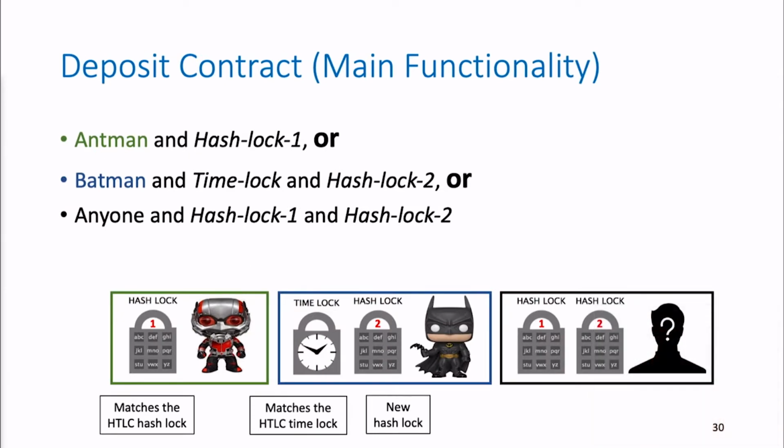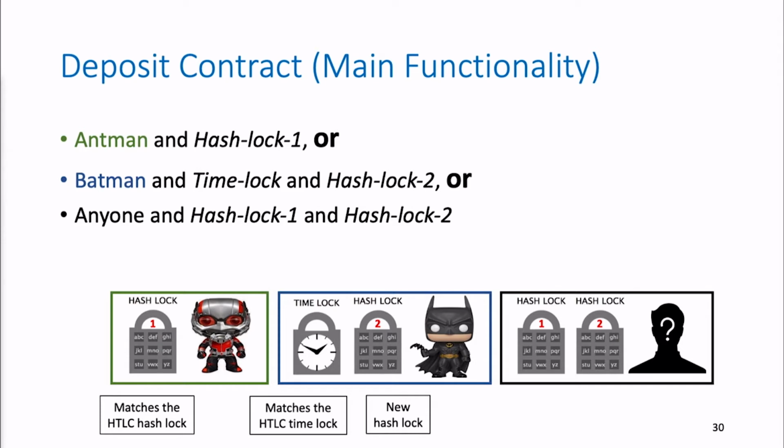So how does the contract look? This is the deposit one, the main functionality. We have the first option, which is Ant-Man getting the tokens by solving the first hash lock, just like in the original HTLC. We have the second option, which is Batman getting the tokens with the time lock, which is really like HTLC. But now there is an additional constraint. He also has to solve the second hash lock. So now Batman has to provide a preimage for the second hash lock to redeem the tokens. And there is a third option, which is completely new compared to the original HTLC, where anyone can get the tokens by providing the 2 preimages.